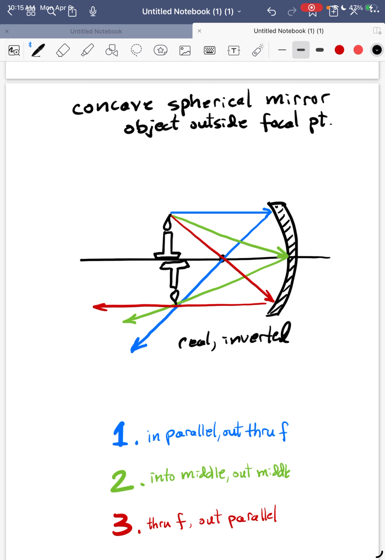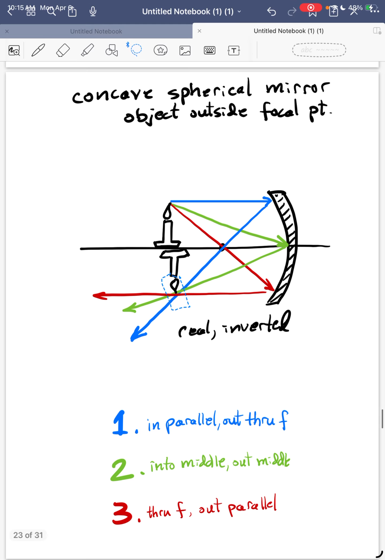How do I know it's real? I know it's real because if I took a little card of paper here, and put it right there, I would actually get photons coming from the tip of the candle arriving at that card. So I'd see a little flickering flame on that note card if I put it there at that spot. The other thing is it's in front of the mirror. It's not behind the mirror. So this leads it to be a real image. The other thing that leads it to be a real image is that these rays are converging together and that they're straight lines. They're not dashed lines, as I'll show you in some of the other examples.